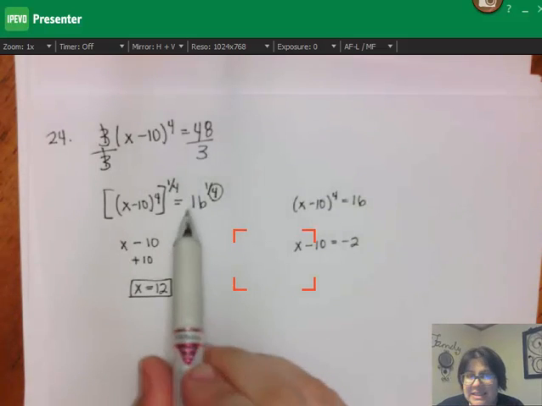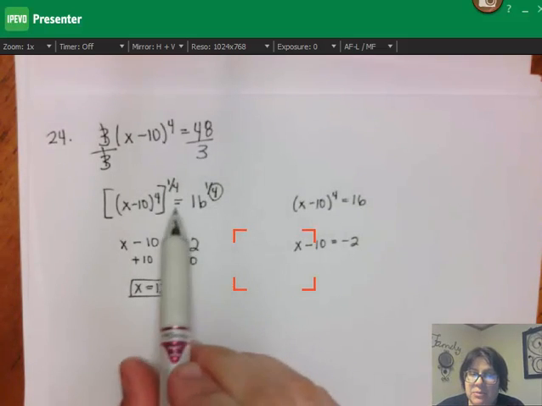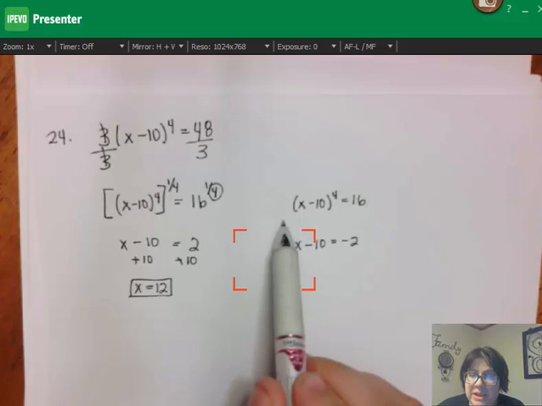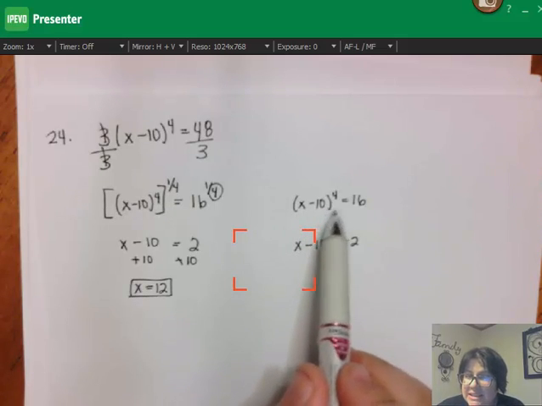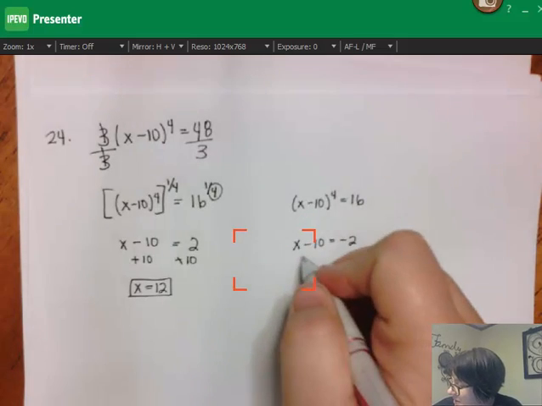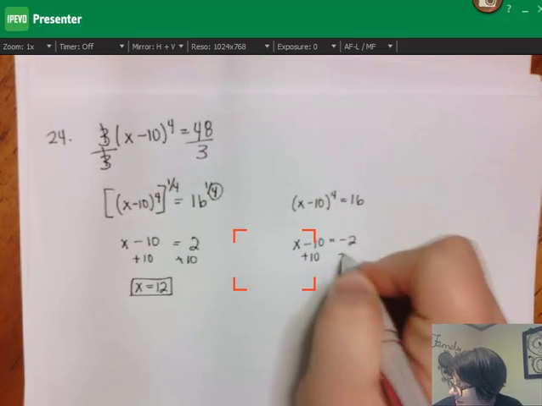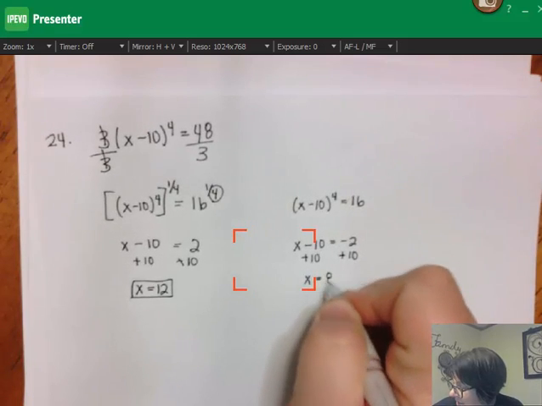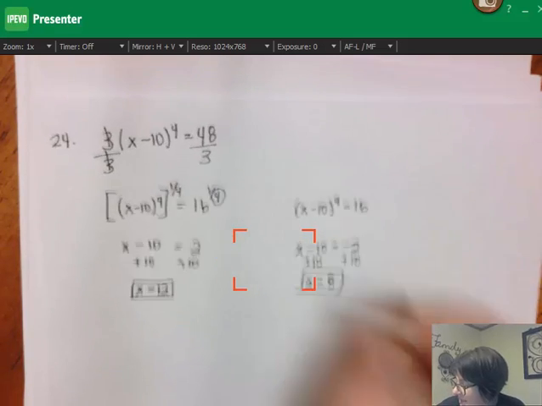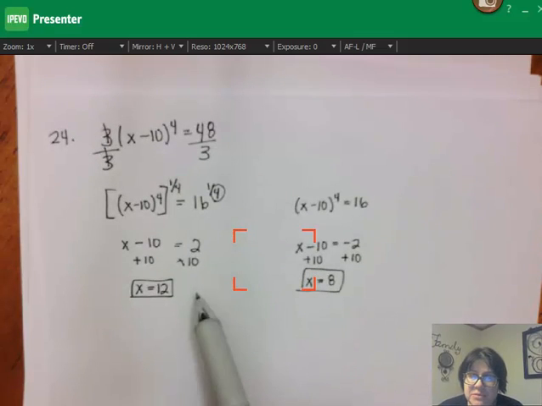Again, that's because at this point it really should be x minus 10 equals plus or minus 16 to the 1/4. All right, so then you're going to add 10 to both sides, and you get x equals 8. Okay, so the idea here is that there are 2 solutions to this problem, 12 and 8.